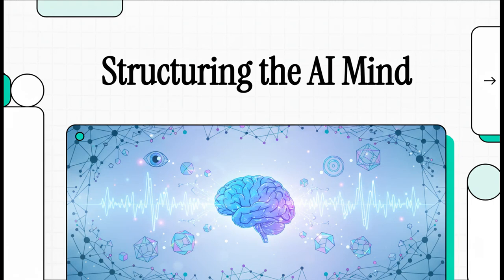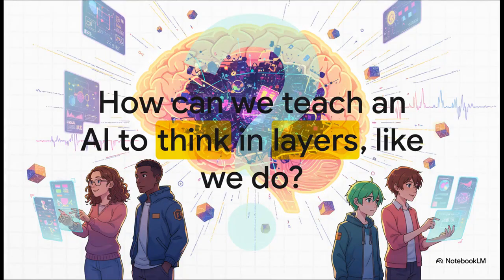Welcome to the Explainer. Today, we're diving into a really powerful new way to structure an AI's mind. It's this method that basically teaches an AI how to organize its own imagination into different layers, kind of moving it a step closer to how our own brains make sense of the world around us. So, let's get right to it.